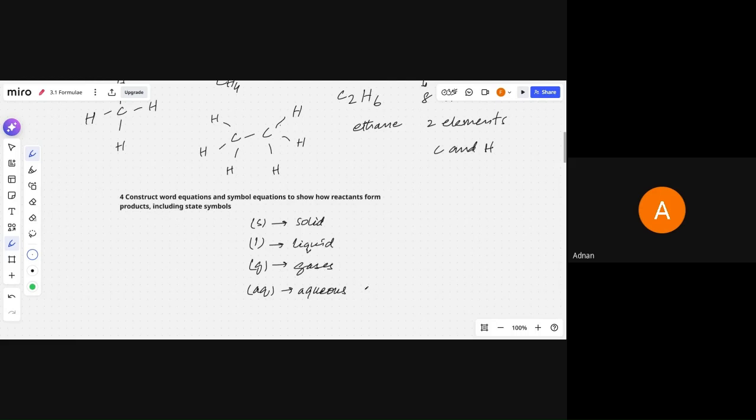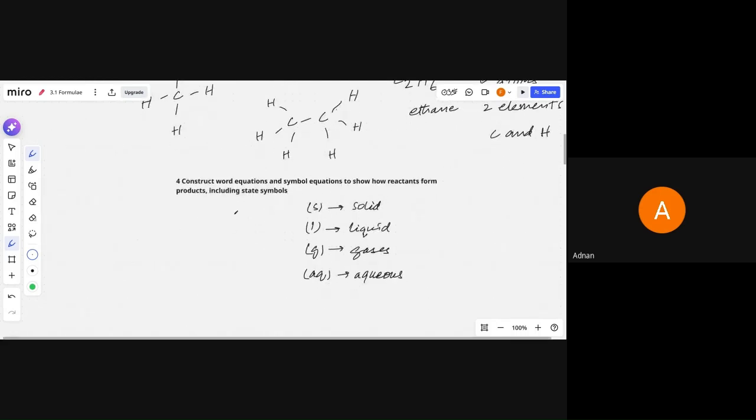So now, what is an equation? Like construct a word equation. Word equation means when the names of the elements or compounds are given. So in a word equation, we do not use any chemical formulae, right? This is important for you to understand. If the question says write a word equation, you must write a word equation. If the question says write a symbol equation, then you write a symbol equation, right?